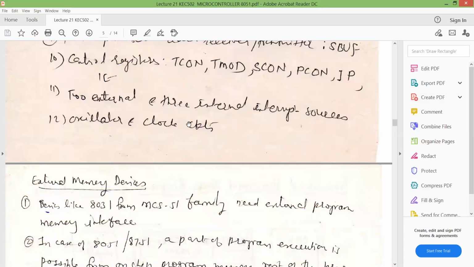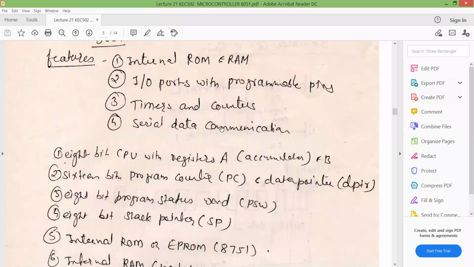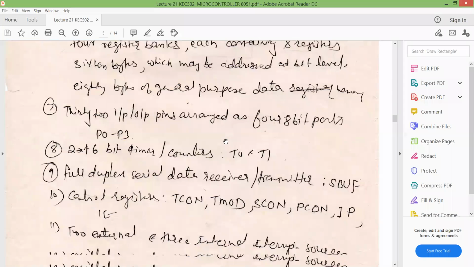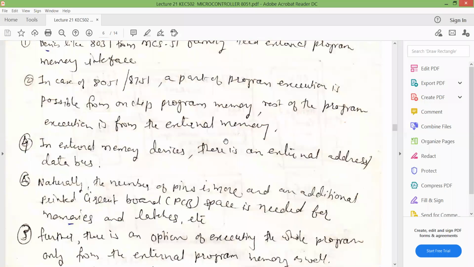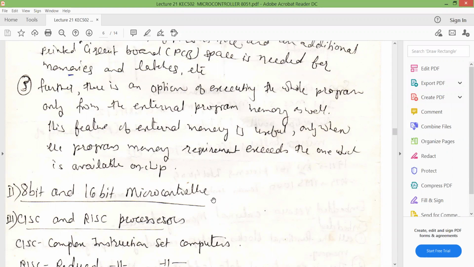And you have oscillator and clock circuit. So this much is clear. The basic features are clear. Whatever we have discussed with the block diagram, the same I have written here point-wise.